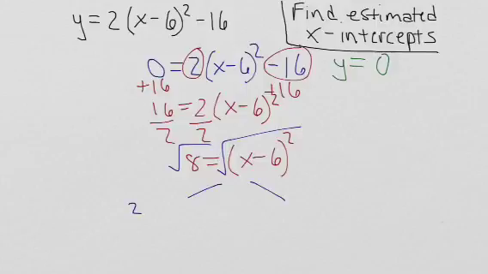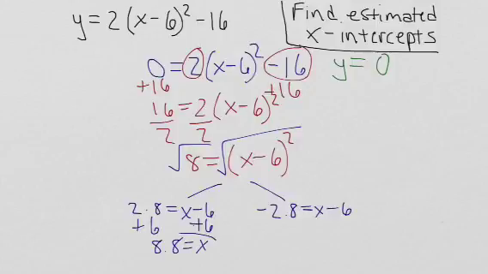So I'm going to go 2.8 equals x minus 6, and negative 2.8 equals x minus 6. And these are estimated versions of the situation. So now we just have to add our 6 on both sides. So 2.8 plus 6 is going to give us 8.8 equals x.